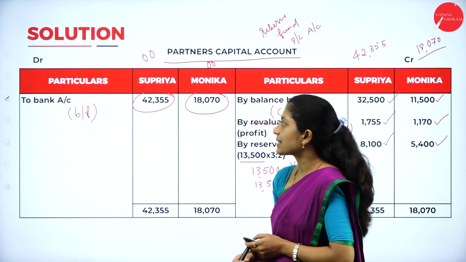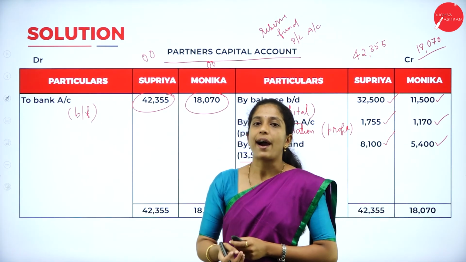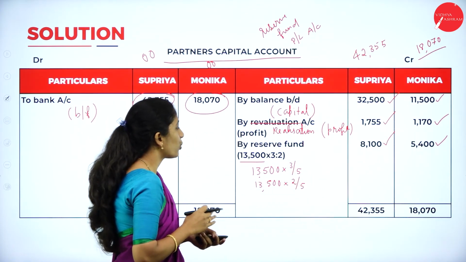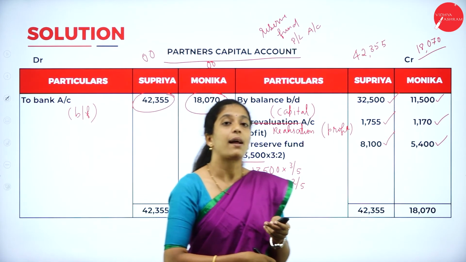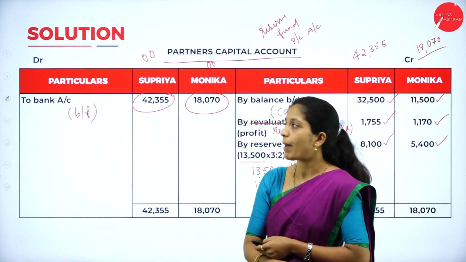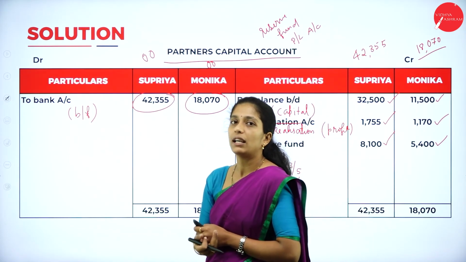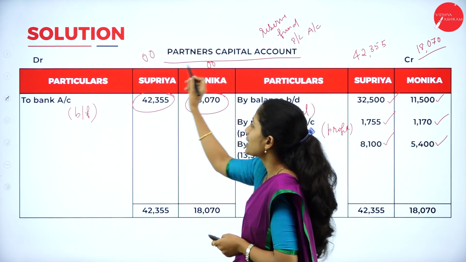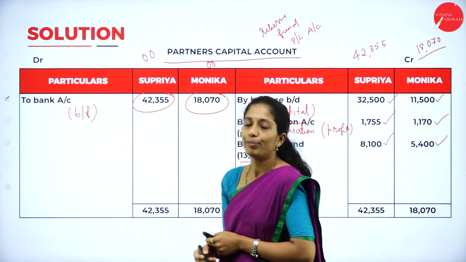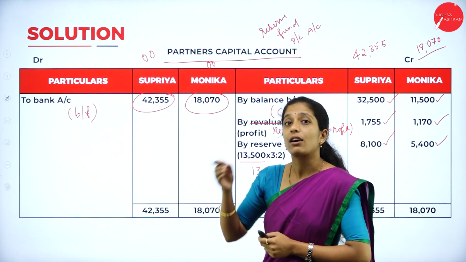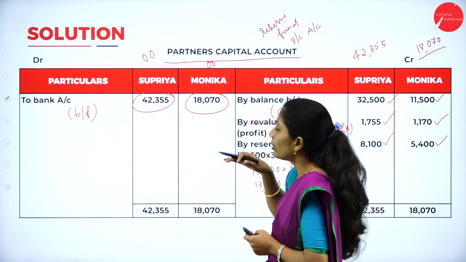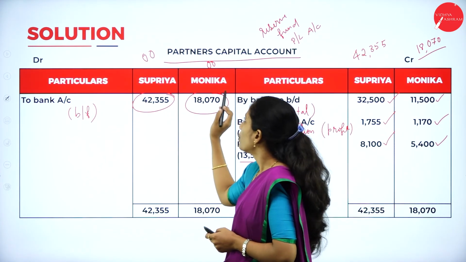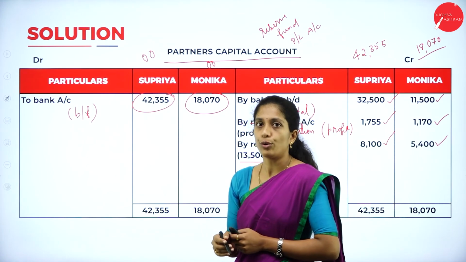Now come to partners capital account. See whether you have bank account in your partners capital account. So in the debit side, we don't have any bank account or the amount which has been transferred to bank account. And the balancing figure we have transferred to bank account. So here what is the entry? Partners capital account debited to bank account. So how do you record in your bank account? So your journal entry will be Supriya's capital account debited, Monica's capital account debited to bank account.